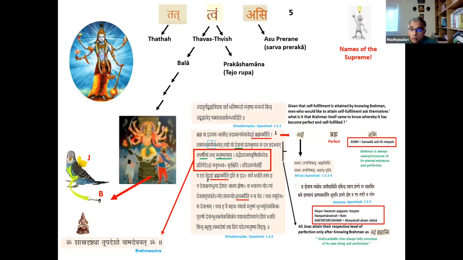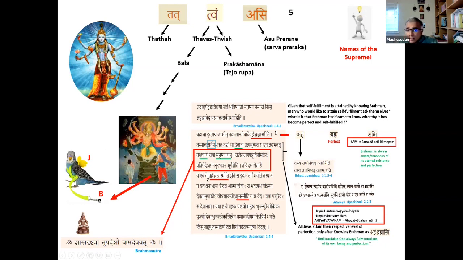Tvam comes from two root words, tavas or twish. Tavas is bala or strength. Twish means shining, prakashamana, tejo rupaha, jnananandamaya, jnanamaya. All those things is twish. Tavas is bala, sarvakarta. So that is the meaning of tvam.